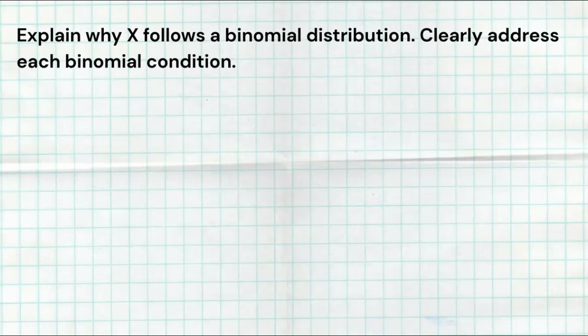All right, first question is, explain why X, the number of free throws she makes out of 12, does follow a binomial distribution. Now, the key thing I always remember here is bi.